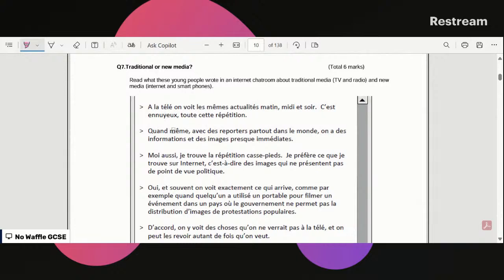Quand même, avec des reporters partout, so with the reporters all around the world, on a des informations et des images presque immédiates. So keyword here is presque, which means almost, and you can get reporters around the world and information about anything. So getting access to instant information, that is one advantage there.